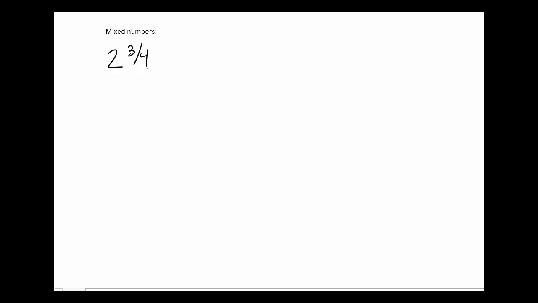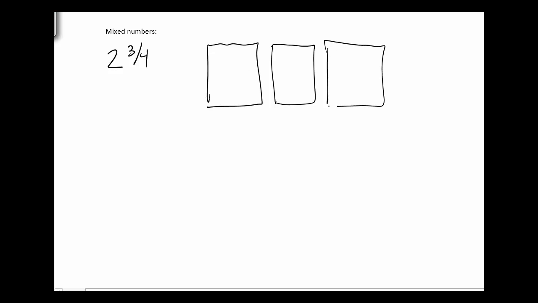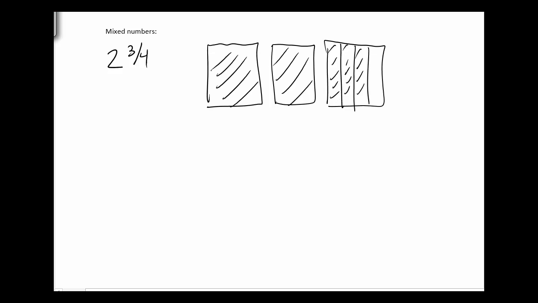Okay, so let's first think about what this means. Well, if I think about it in terms of objects, I've got two whole objects, and then one of my objects I've sliced up into 4 pieces, and I'm looking at 3 of the 4 pieces. Okay, well, if you notice, visually I've already got it broken up into how I want to go with this. I want to split up that 2 3/4 as 2 plus 3/4.